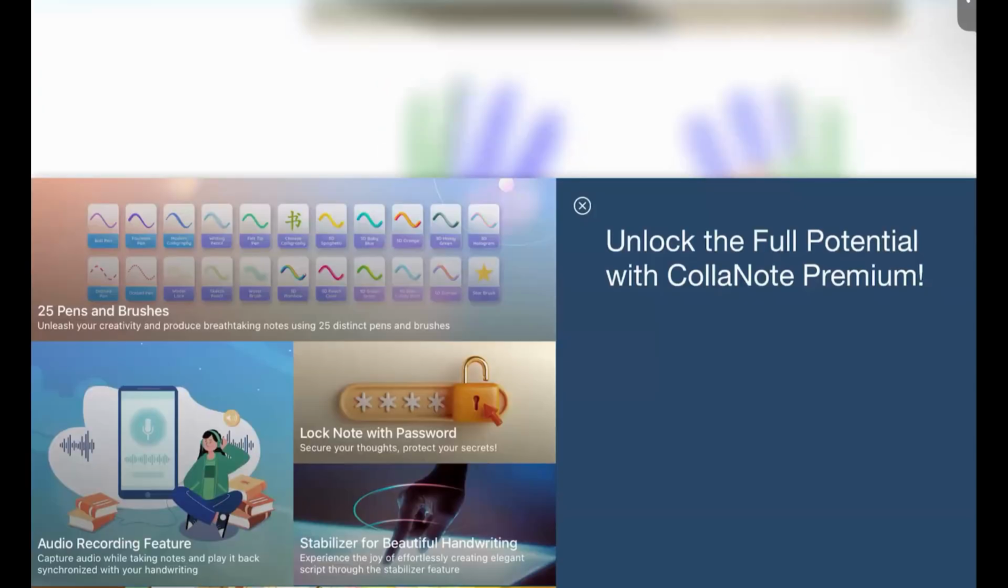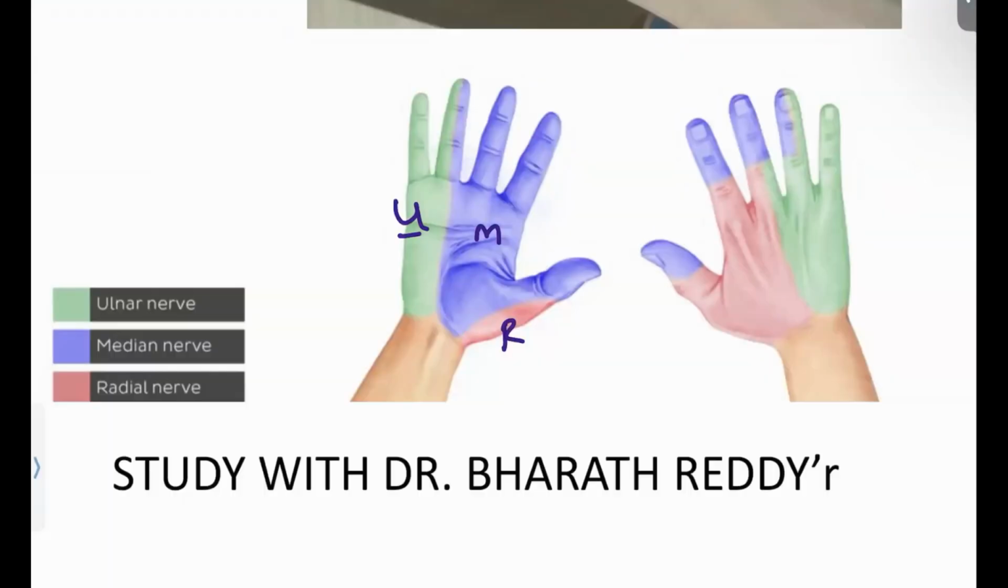Your finger webs, your fingers, nails will be supplied by the median nerve. This all will be supplied by your median nerve. Again, the lateral side is supplied by the ulnar nerve. And on the extensor side, most of the middle part is supplied by the radial nerve.